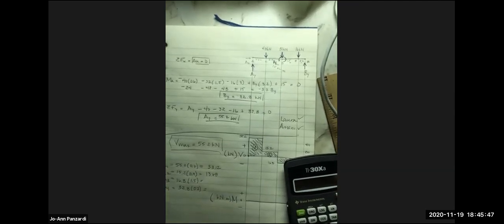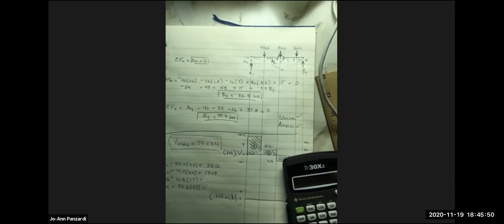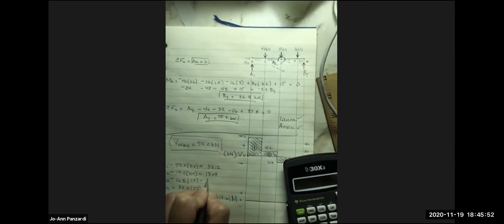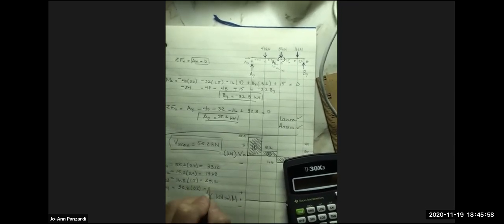I probably wouldn't do any rounding because you're going to just get errors in the diagram. It won't close. So just bring it out. I'm bringing it out to two decimal places. Marcine, you want to do it?